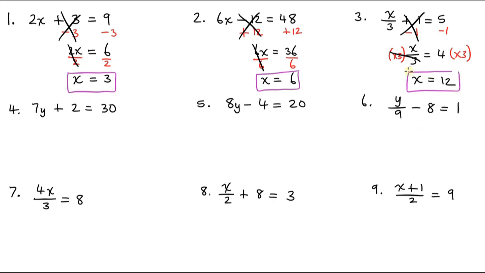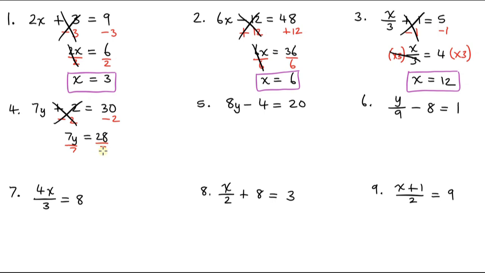Hopefully you're getting on quite well so far. So moving on to question number 4. 7y plus 2 equals 30. I want to get rid of this positive 2. So if I subtract 2 from the left and subtract 2 from the right. So what are we left with? We've got 7y. The 2's cancel. And then 30 minus 2 is 28. And then finally, to get y on its own, we need to divide both sides by 7.